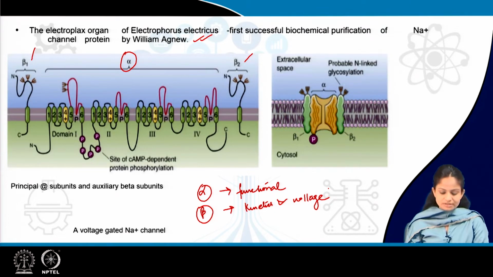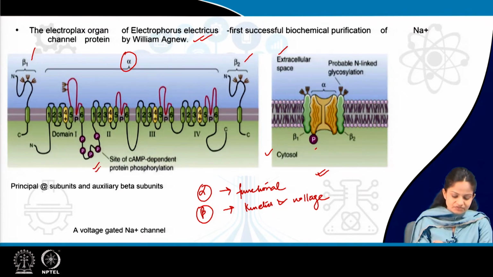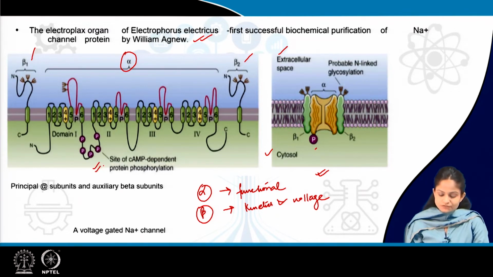So, the alpha subunit, as we can see in this diagram, this is the extracellular space and this is the ICF. This is your alpha subunit and these are the beta subunits. The alpha subunit bears a P site, this is the phosphorylation site. Here also we have this P site. This phosphorylation site modifies the activity of the channel protein.